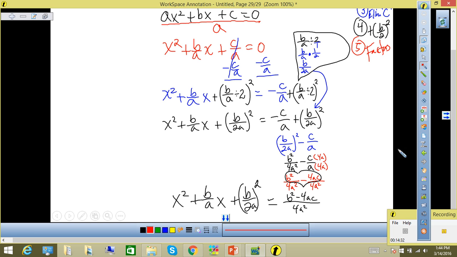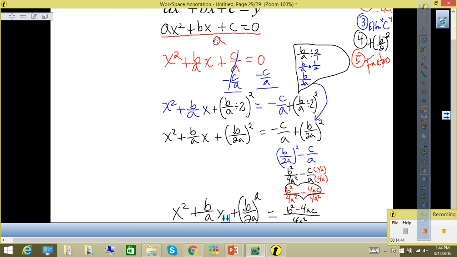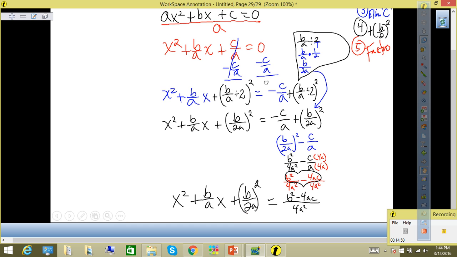Let me recap to see if we are following where we're at. We started off with a standard form equation. We changed y to 0. Divided by the leading coefficient, which was a. There it is, and we ended up with this. Eliminated the constant, so we subtracted c over a from each side.